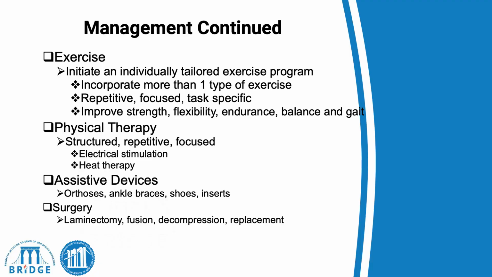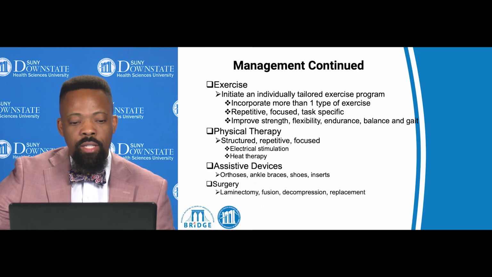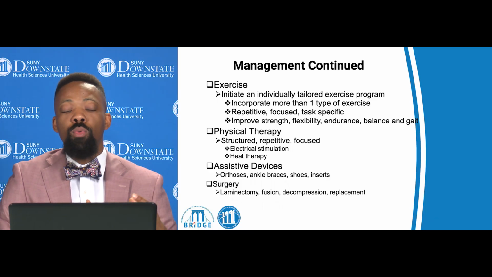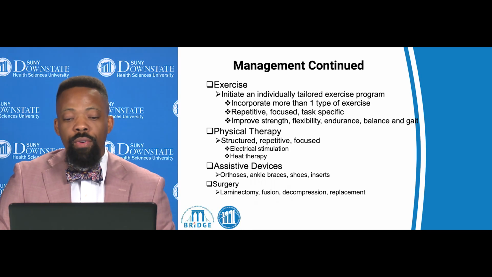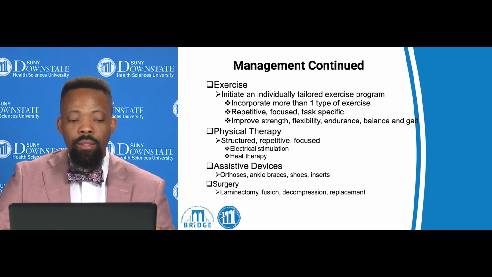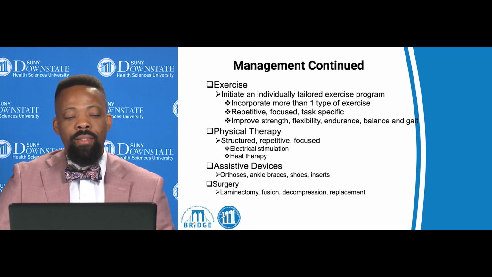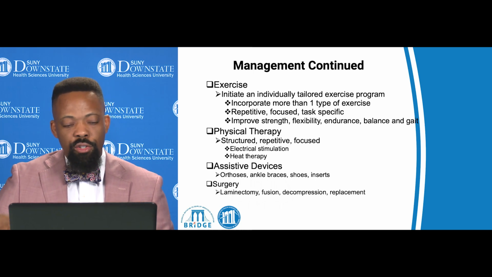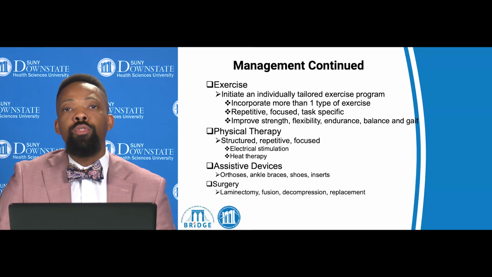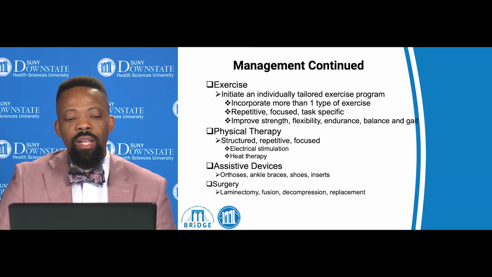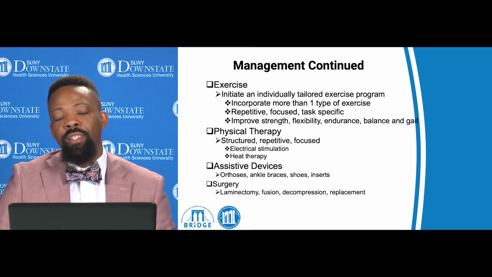In terms of exercise, initiate an individually tailored exercise program. Incorporate more than one exercise regimen. Exercise is defined as repetitive, focused, task-specific activity. That's geared towards improving strength, improving flexibility, improving endurance, improving balance, and improving gait. There may be a role for supervised exercise or physical therapy, which is structured, repetitive, and focused. There may also be a role for electrical stimulation and or heat therapy. Assistive devices, depending on the situation, may be indicated, and surgery, depending on the underlying situation, may be indicated.